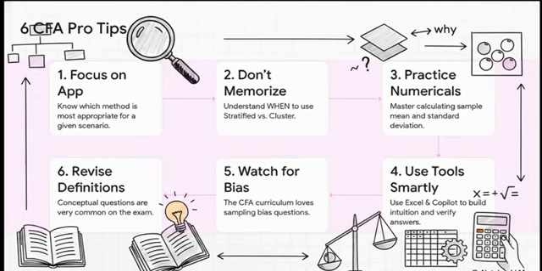5. Always be on the hunt for bias. The exam loves to ask how a sample could be misleading. And finally, number 6. Don't forget to review the basic definitions. They are often the key to some easy points.